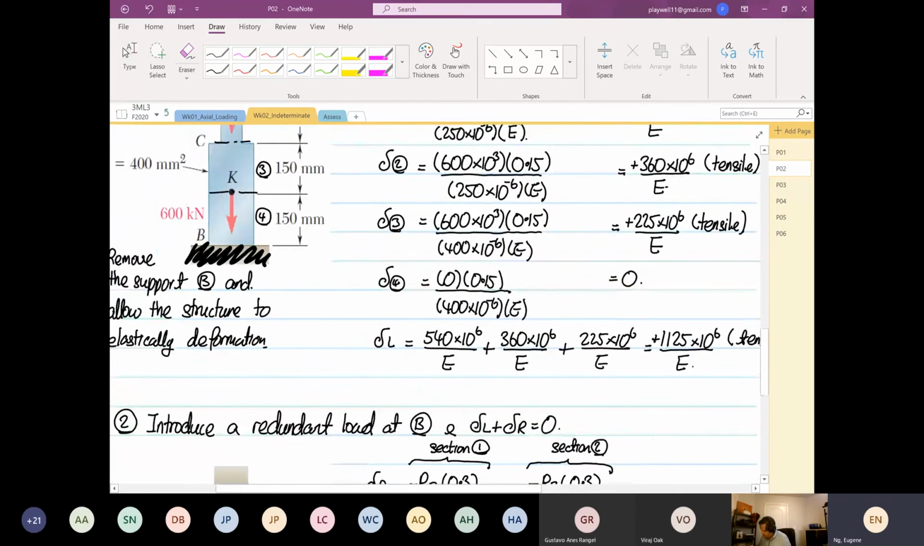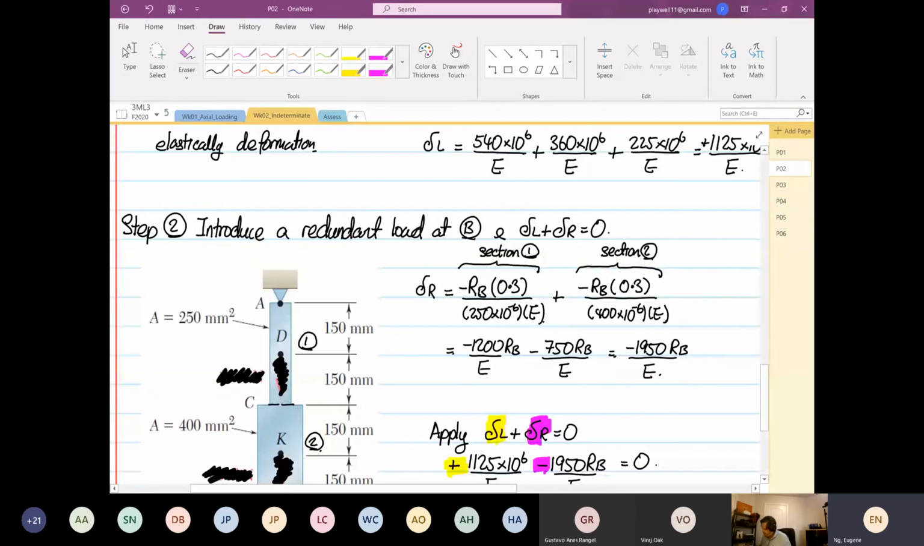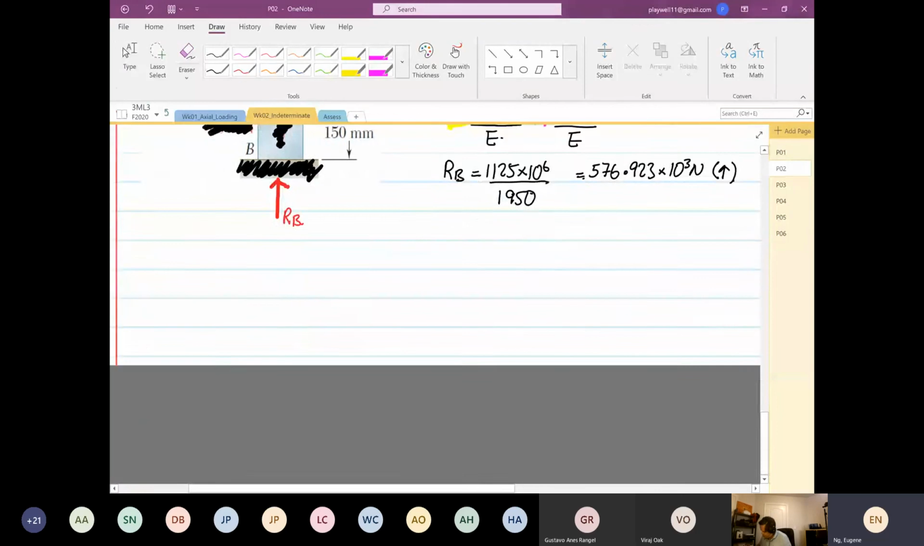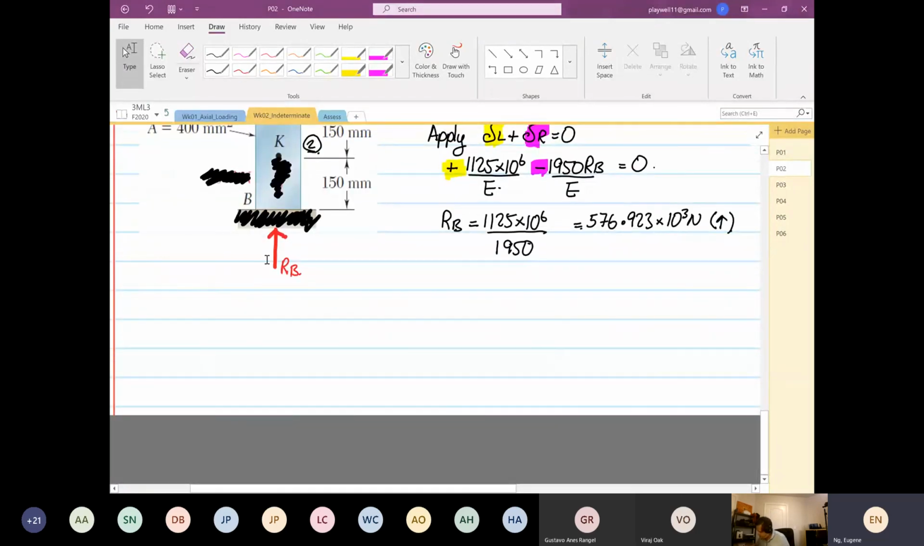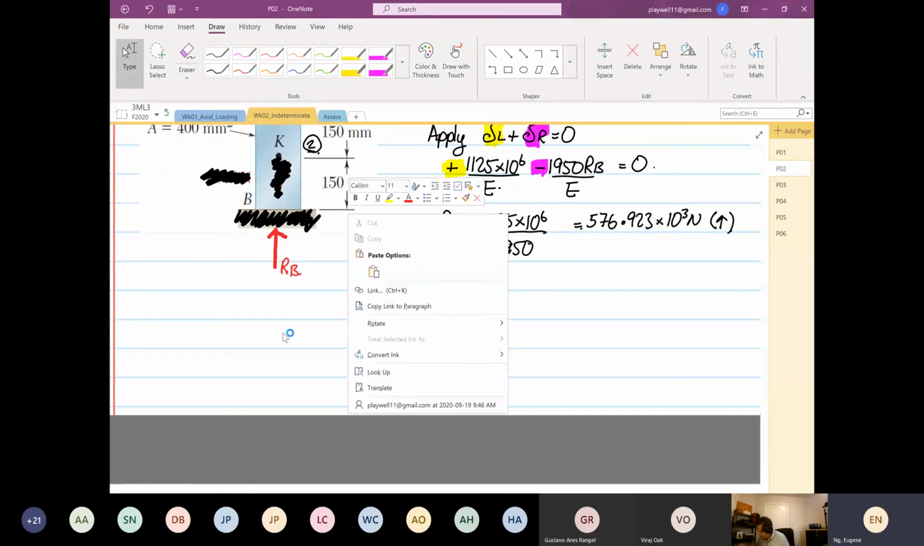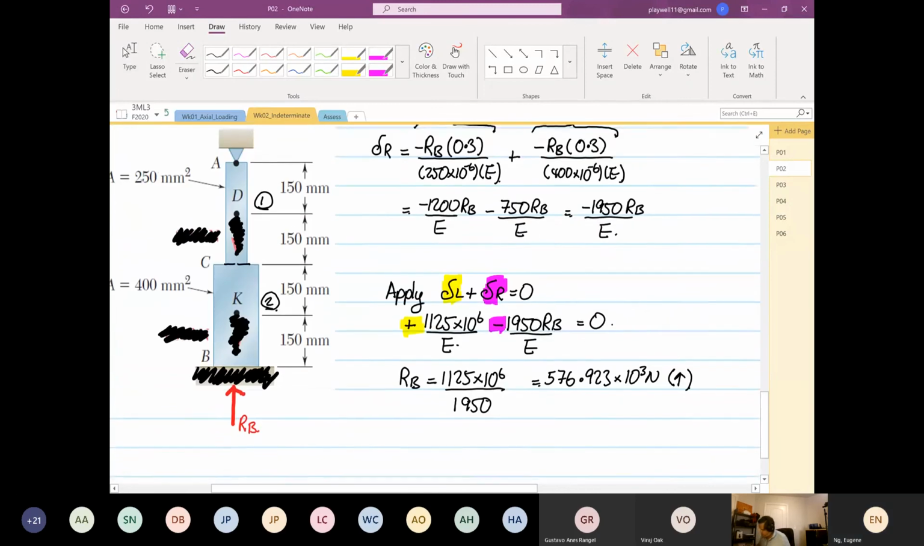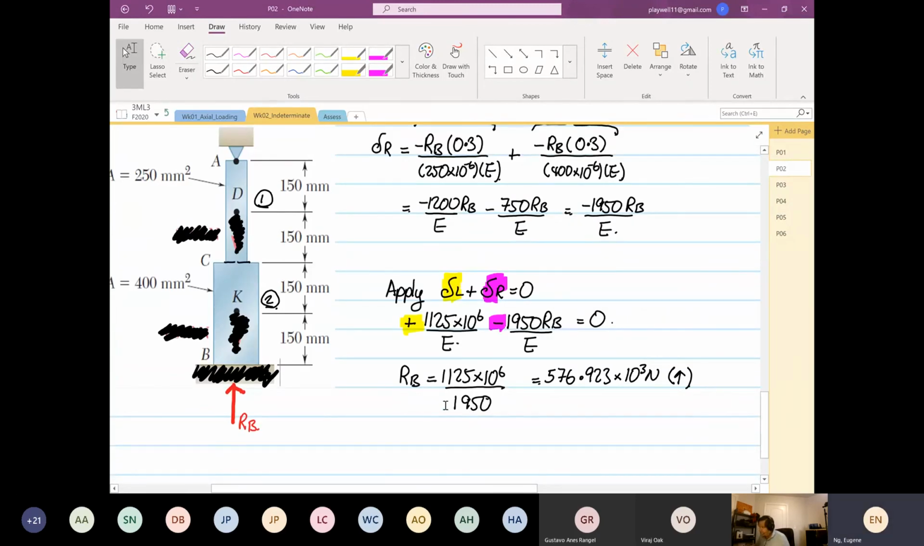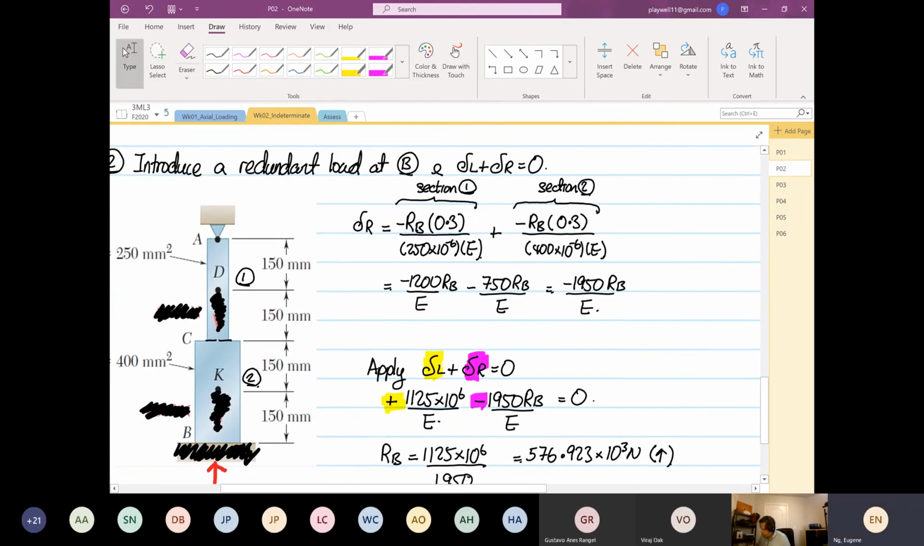Now, from here, you want to find the reaction at point A. Okay, so I'm going to start on another page. I'm going to copy this diagram first. Anyone, any questions so far? Sir, I just have a question. Where did you get the numbers 1200 RB and 750 RB? Where did those two numbers come from? So I did this calculation. So 0.3 divided by 250 times 10 to the power minus 6.